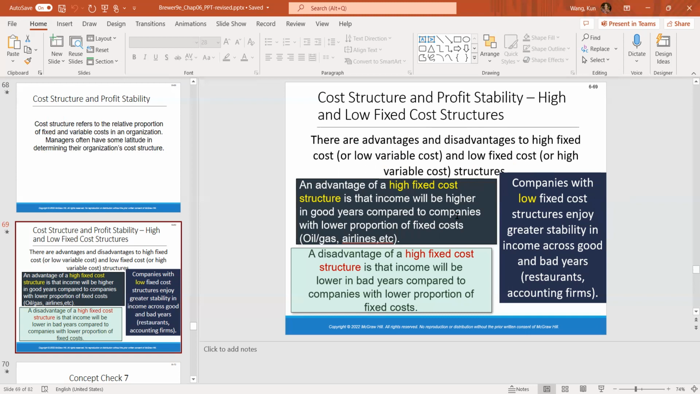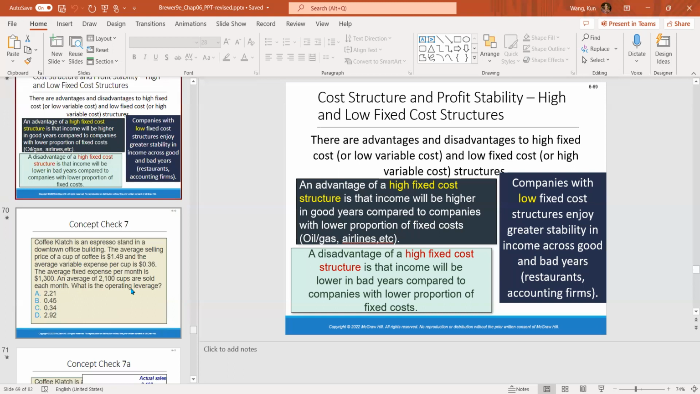Because sometimes once you define your cost structure, you couldn't really change or alter it in a relatively short period. For example, after I put the money in a new office building or factory building, you cannot really get rid of it quickly, right? So that decision will affect your operation for a long period of time.